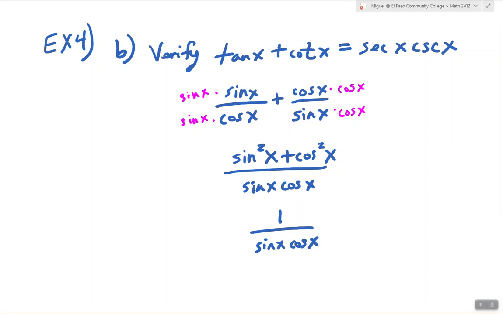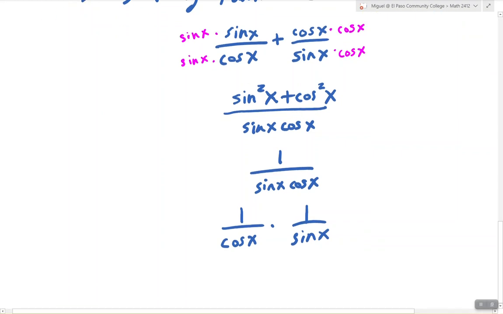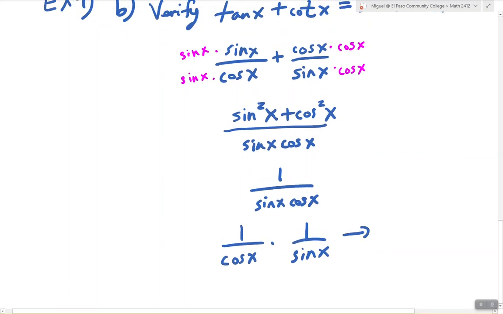We're trying to get to secant and cosecant, right? And we're actually pretty close. If you notice, we have 1 over cosine, that's secant. 1 over sine, that's cosecant, right? So all we got to do is break this up into 2 products, same fraction, just into two factors here. And then, of course, 1 over cosine is secant, and 1 over sine is cosecant.